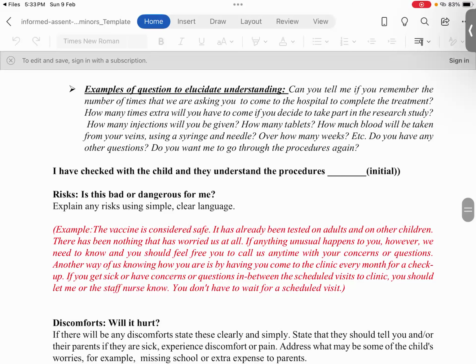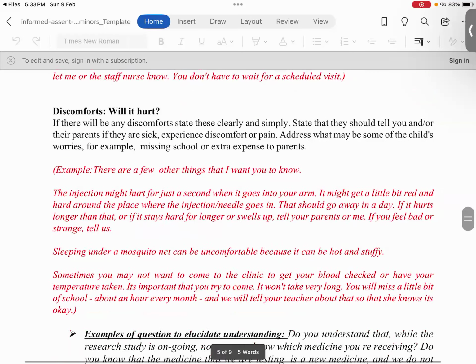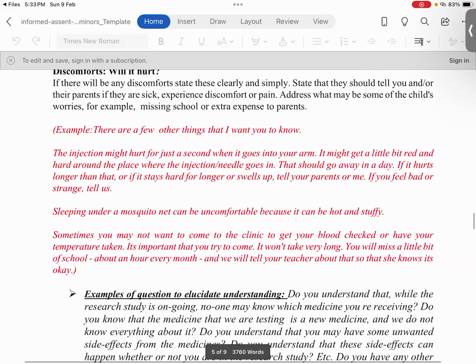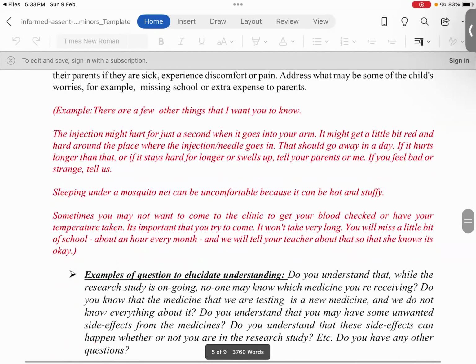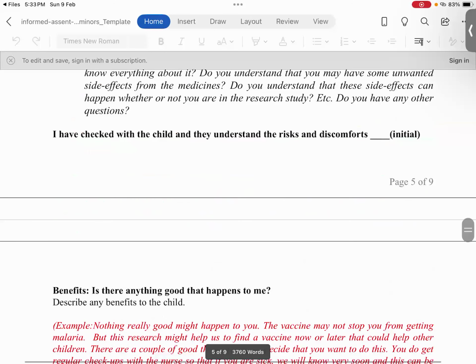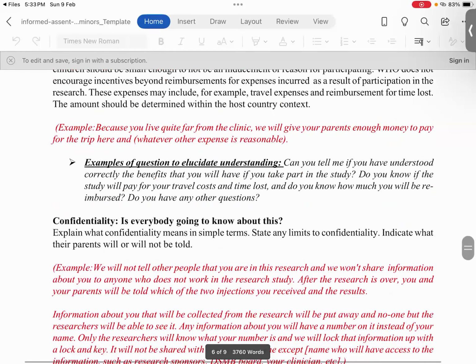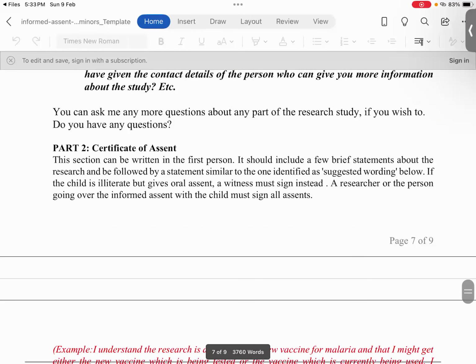Is it dangerous for me? Yes, the vaccine is considered safe, but the rest you can read here. Will it hurt? The injection might hurt, but this you can read at your own pace. I wanted to go through part 2. Here is part 2, where they say the certificate of assent.